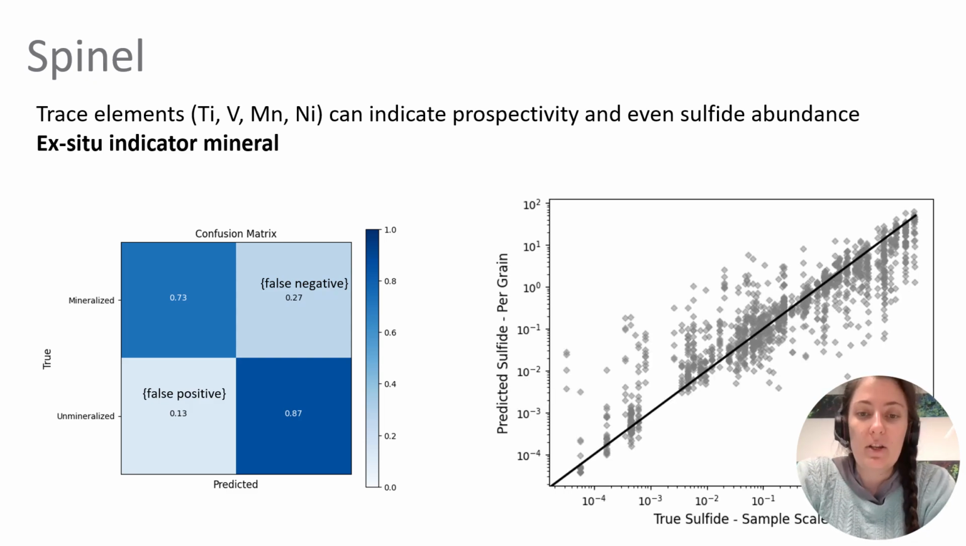We also measured the volume of sulfide in each sample, and the machine learning models were actually able to predict the amount of sulfide in each sample. So using the trace elements in a chromite grain, we could make an assumption as to how much sulfide was associated with that grain at a sample scale. So this needs a little bit more work, but it is a really good indicator that these spinels are telling us something about the sulfide saturation process.